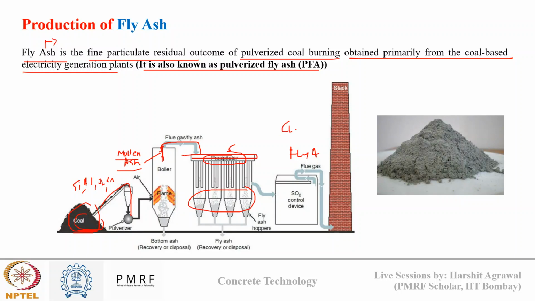There is class F and there is class C. Okay, so class F fly ash is derived from burning of bituminous or anthracite coal. Okay, and it has low calcium content in it. And class C fly ash is produced by burning of subbituminous coal or lignite coal. Okay, and they have very high calcium content in them. Okay, so the source of burning, it dictates the composition of fly ash that is produced at the end. Okay, so this is how fly ash is produced. Okay, it is a waste residue from coal burning.